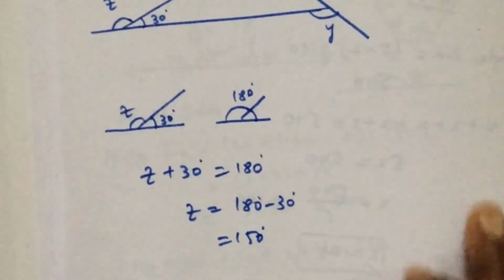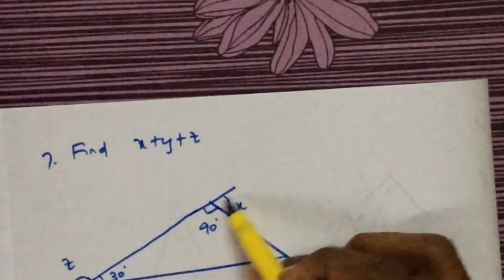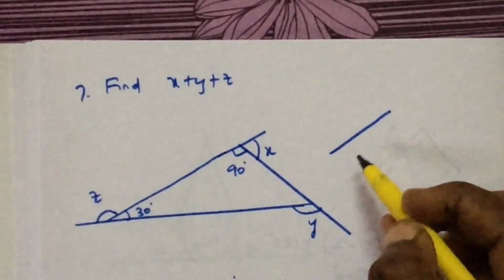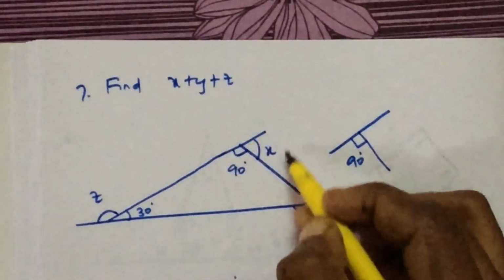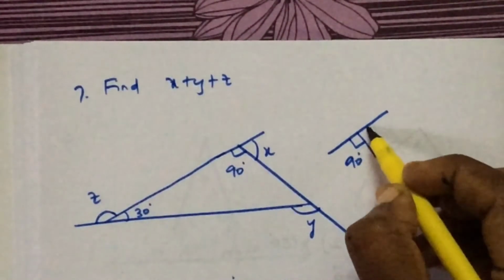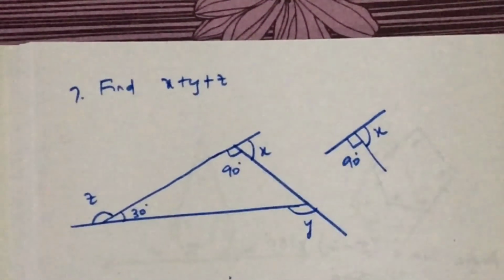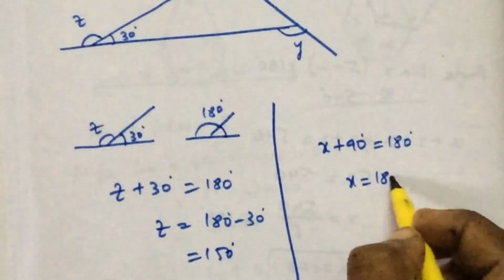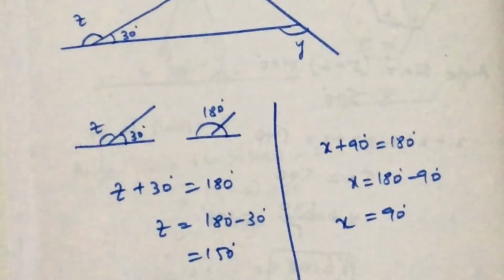Okay, the next thing, I will write it here. You take this part. How does it look if you draw a line like this? This is 90. I am just expanding this. This is 90, and what is this? So the total is 180. So X plus 90 should give 180. Then X is 180 minus 90, that is 90 degrees. Okay, now we got X and Z.